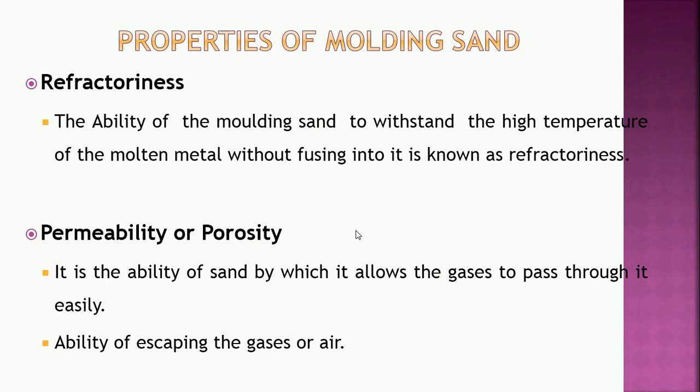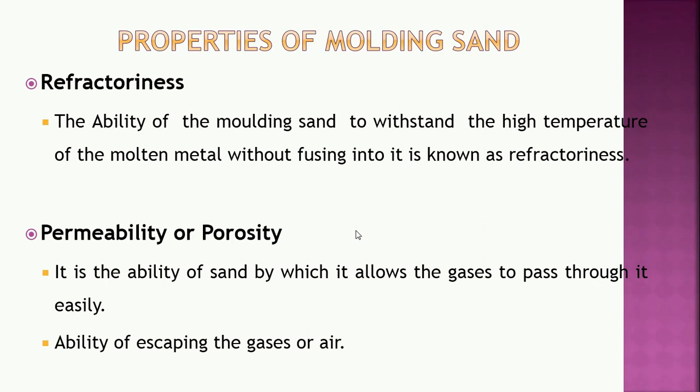It is the ability of molding sand to allow the flow of gases to escape to the environment. I told you in the last few lectures that green sand contains water, and when that sand is exposed to the very high temperature of the molten metal, suddenly water is converted into vapors, and those vapors must escape to the environment. For that purpose molding sand must have permeability.